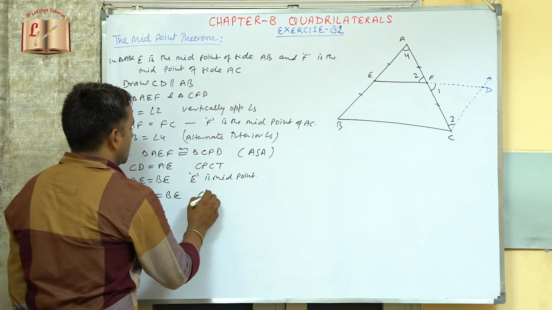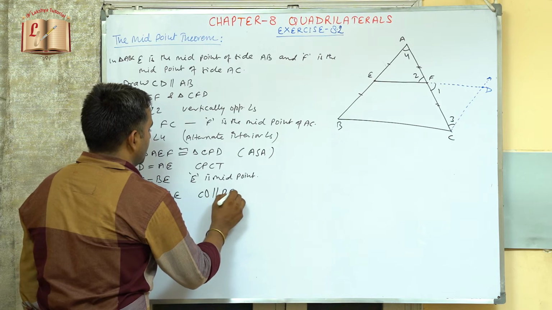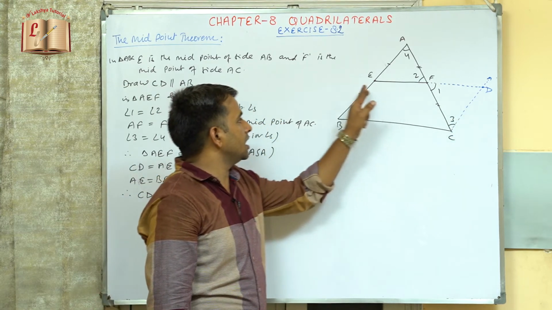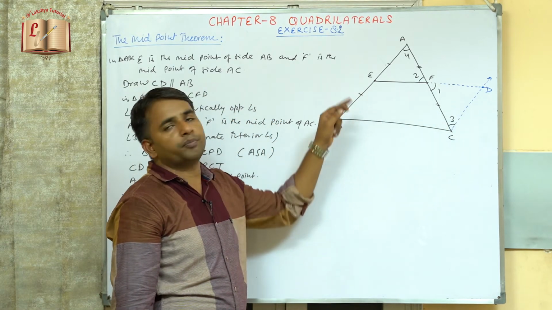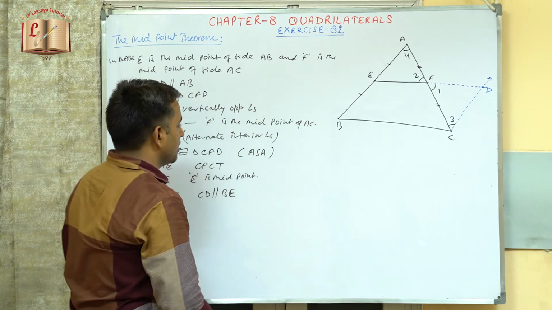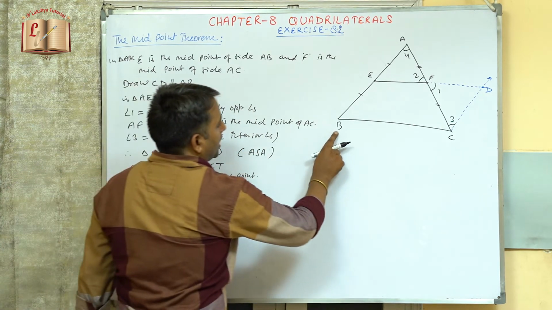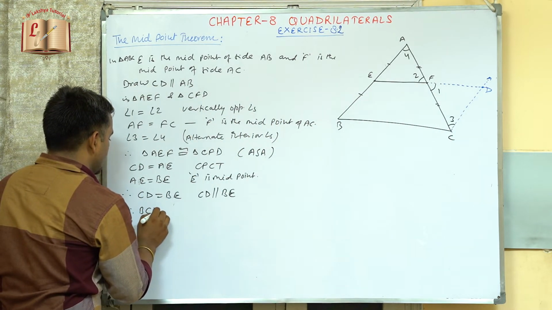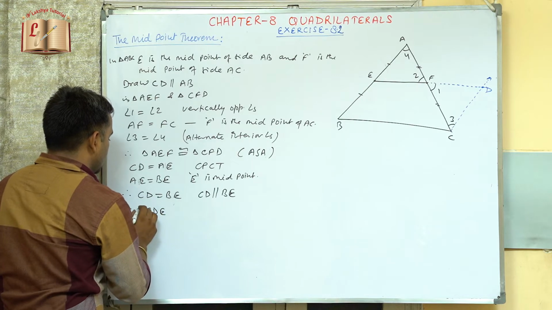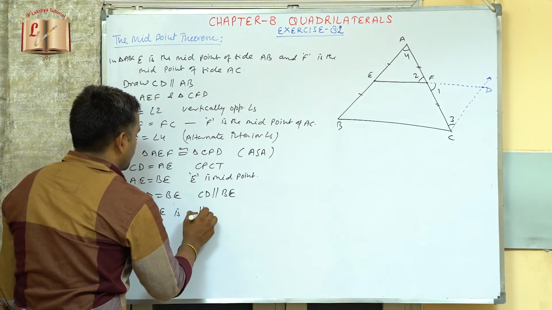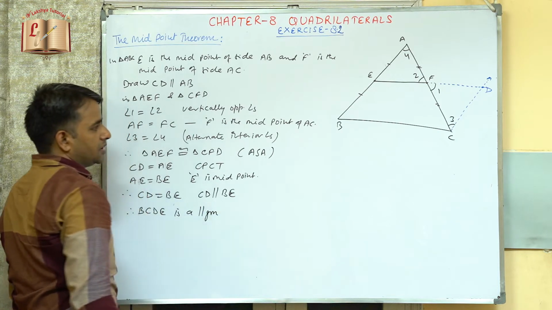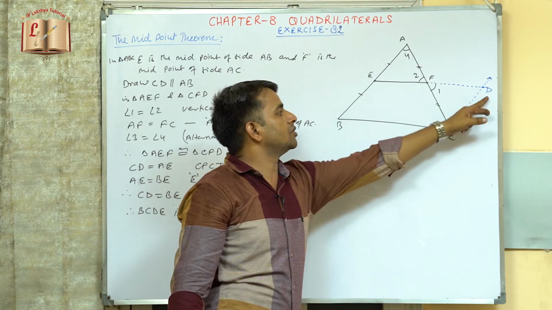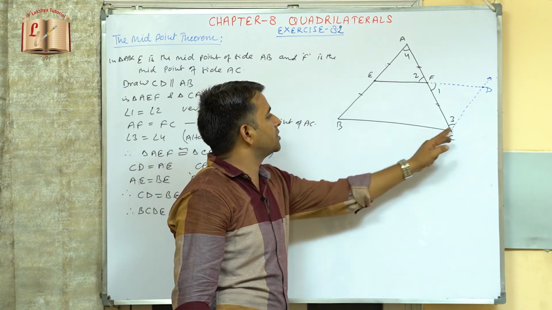And CD is also parallel to BE. So now see that this CD is equal to BE and CD is parallel to BE. So therefore this quadrilateral BCDE is a parallelogram. Since this quadrilateral is a parallelogram, now I can write BC will be equal to ED because these are the opposite sides of this parallelogram.